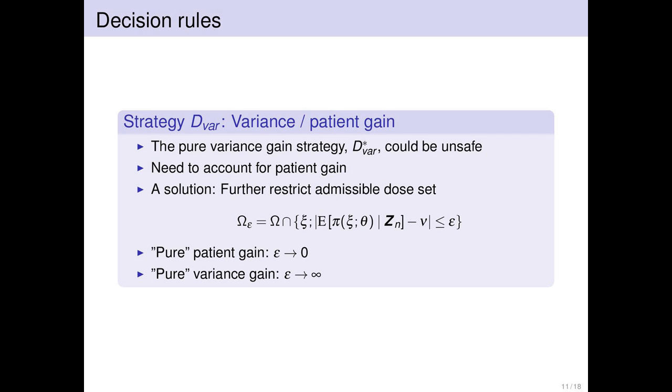And we can see that if epsilon is close to naught, then we're returning basically to a patient gain approach. We're basically choosing the next dose that is as close as possible to our target toxicity level. Whereas if epsilon tends to infinity, then we get to a variance gain approach again, where the toxicity probability for the next cohort is of no interest, and we only want to learn about the model parameters, so we use the Bayesian D-optimal design as it is. So that's the two strategies we're going to be comparing.